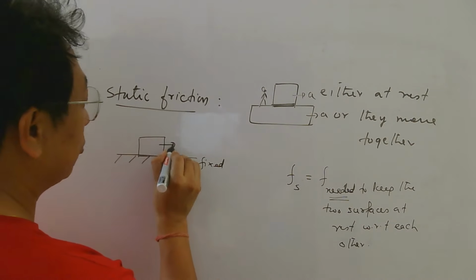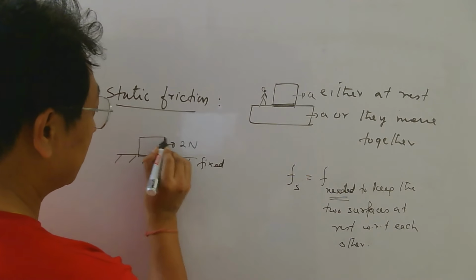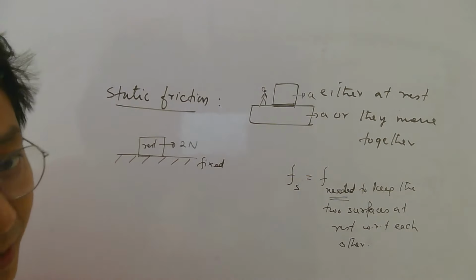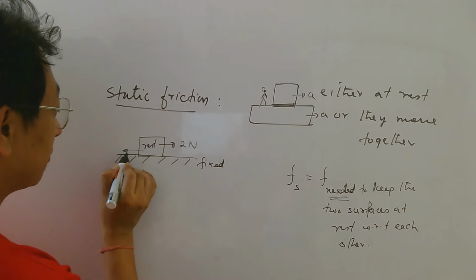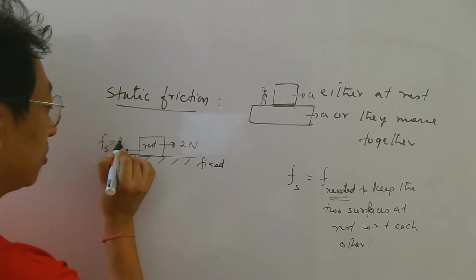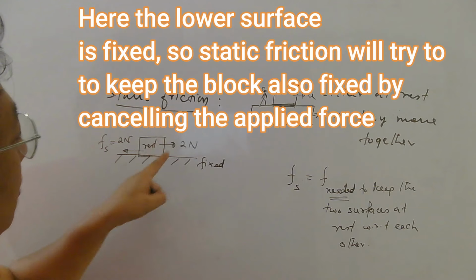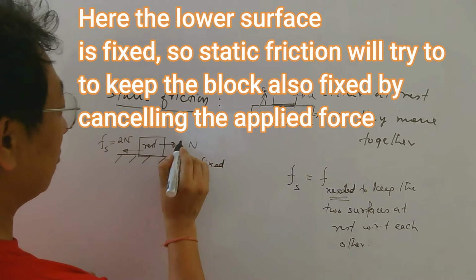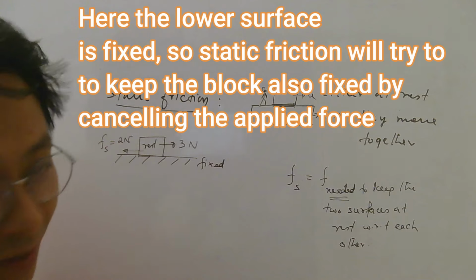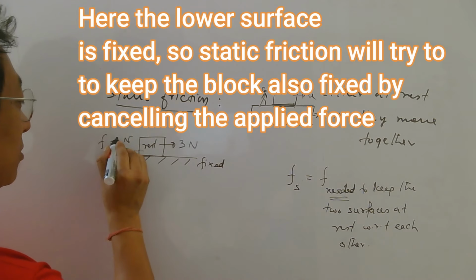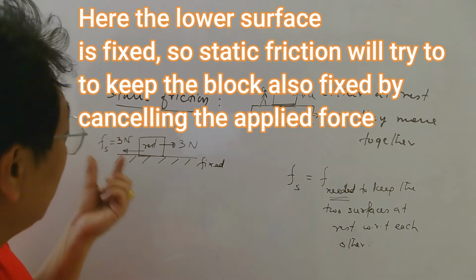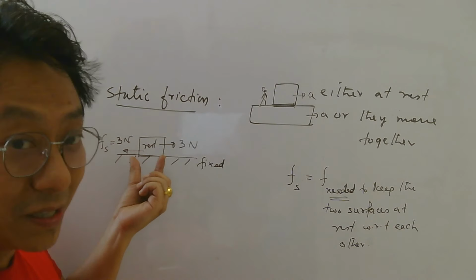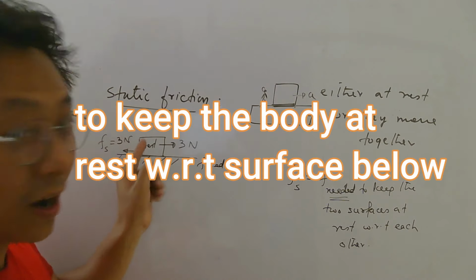Now you are applying 2 Newton, but this block is still at rest with respect to the fixed surface. Then what is the static friction value? It should be also 2 Newton. Then only this body will be at rest, right? So if you make it 3 Newton and still it is not moving, then static friction also should be 3 Newton. So it keeps adjusting depending on what is needed to keep this body at rest.